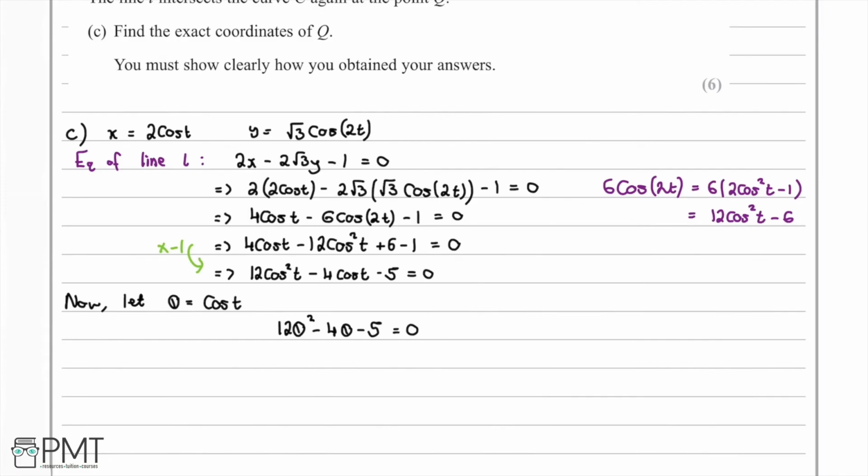So now what we can do is solve for theta, and we'll do this using the quadratic formula. So theta is going to be equal to 4 plus or minus the square root of 4 squared minus 4 lots of 12 multiplied by minus 5. Remember to square root this term here. Then we divide all of that by 2 times a, and in our case a is 12, so that is going to be 2 times 24.